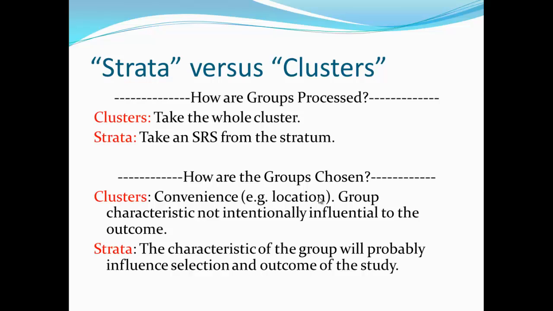On the other hand, in the case of the strata, we're dividing the population into groups according to some characteristic that probably will influence the outcome of the study. In the case of the study about mass transit, we think that the income level of the families living in those areas will in fact influence their desire to have improved mass transit or not. And therefore, we do a stratified random sample there rather than a cluster sample.